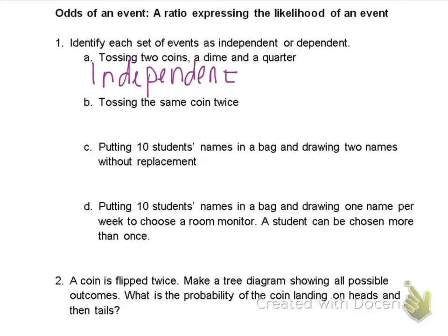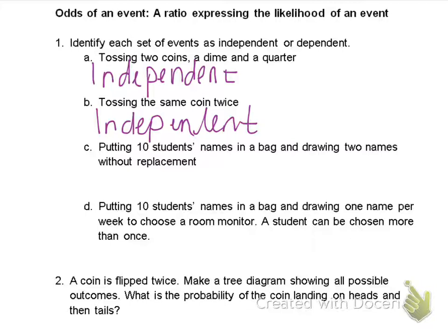The next one, tossing the same coin twice. Contrary to what some people believe, if you toss a coin, heads or tails, it's a 50-50 chance. Toss it again, it's still a 50-50 chance. Every time you toss it, it's a 50-50 chance, no matter what it landed on the time before. So the second time you toss is independent of the first time you toss. It's not going to change what happens the second time you toss.